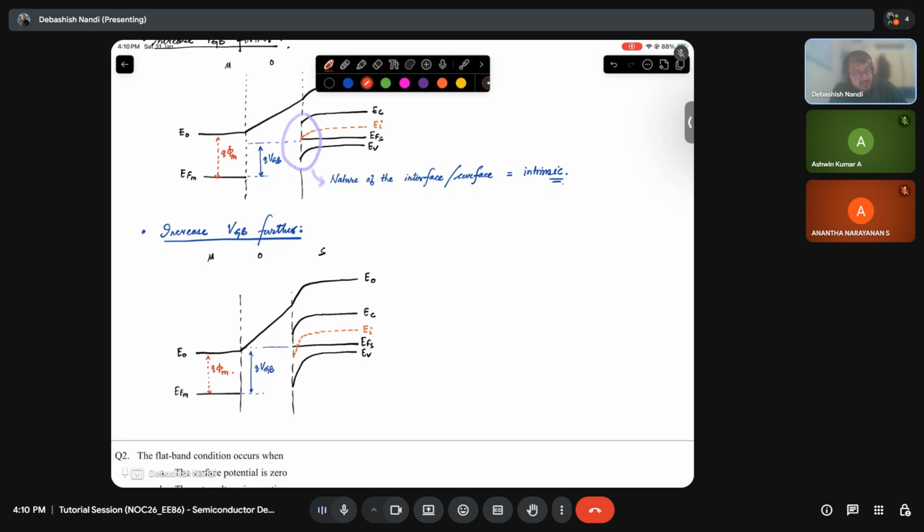So now what is the type at the interface? Now it has started to become N type, right? Okay, so what will happen at this point on the device?